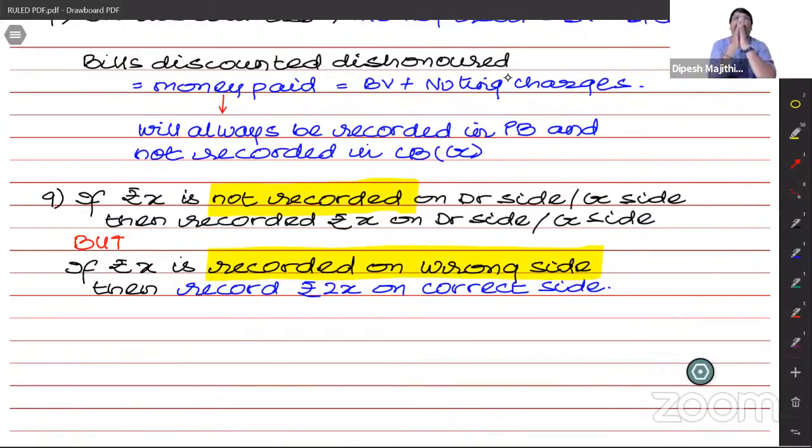If an amount is not recorded on the debit side, record that amount. If 100 rupees is not recorded on the debit side, please record 100 rupees on the debit side. If 100 rupees is not recorded on the credit side, please record 100 rupees on the credit side. But if instead of debiting 100, you have credited 100, the wrong side, then you will debit 200. Am I clear? Yes or no? Yes, sir. That means, why? Because there are two errors. You did not debit 100, therefore debit 100.